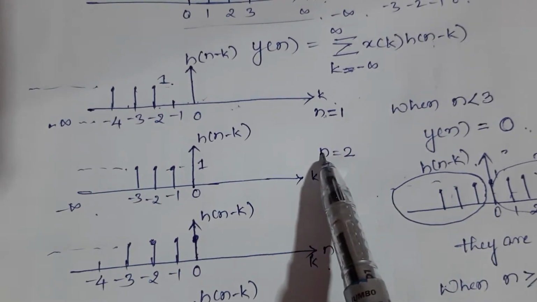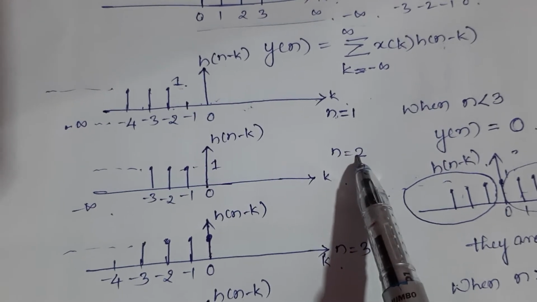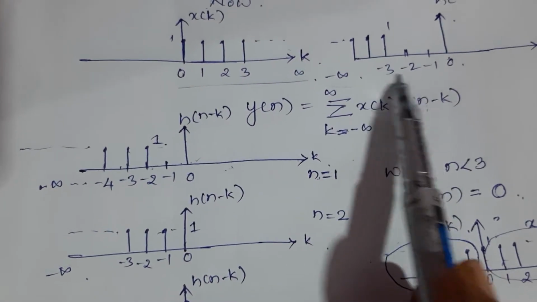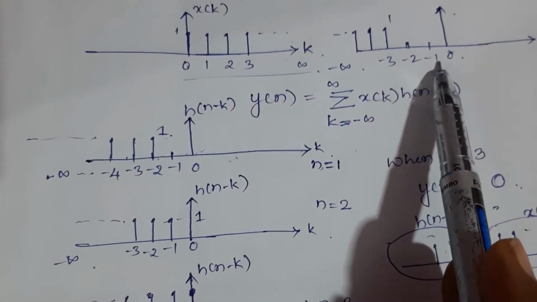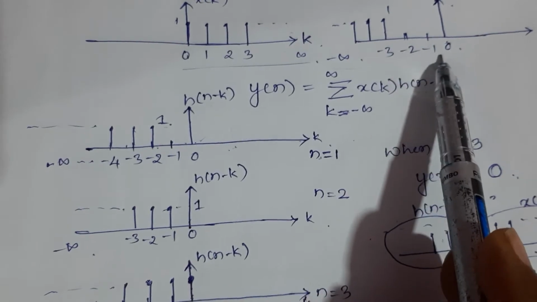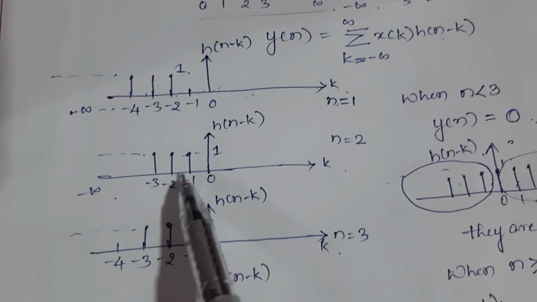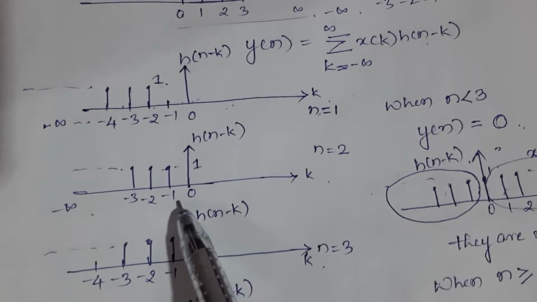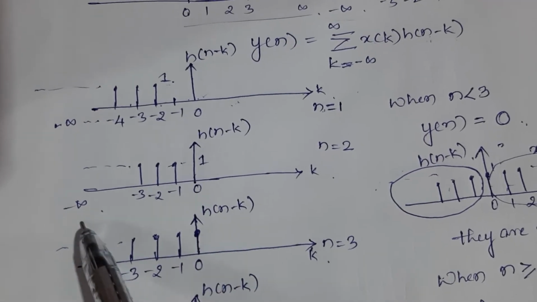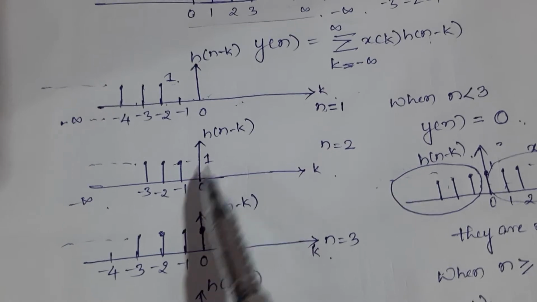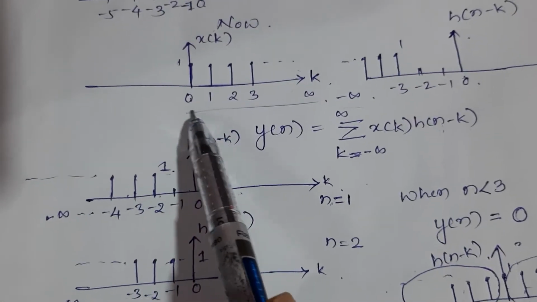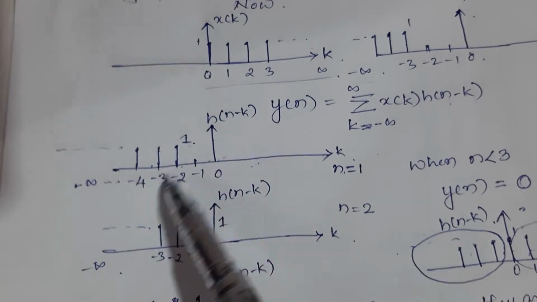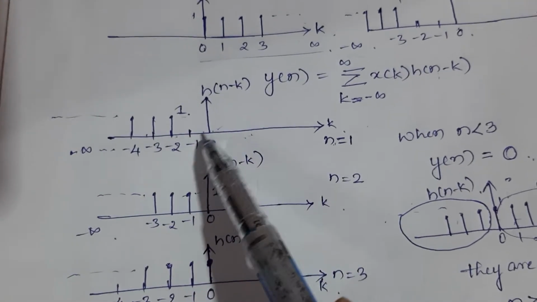If I consider n as 2, then what happens? Then this signal will be coming 2 units to the right. When it is coming 2 units to the right, certainly it comes up till minus 1. But still, the signal is ranging from minus infinity to minus 1, and x of k is running from 0 to infinity. So still they are not overlapping.